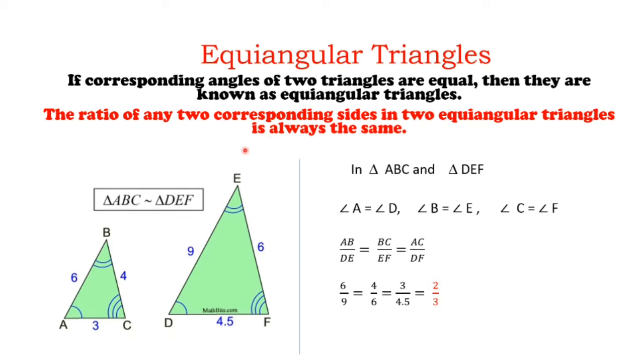So this is how equiangular triangles are. The triangles where angles are equal in measure, the ratio of corresponding sides is always the same.